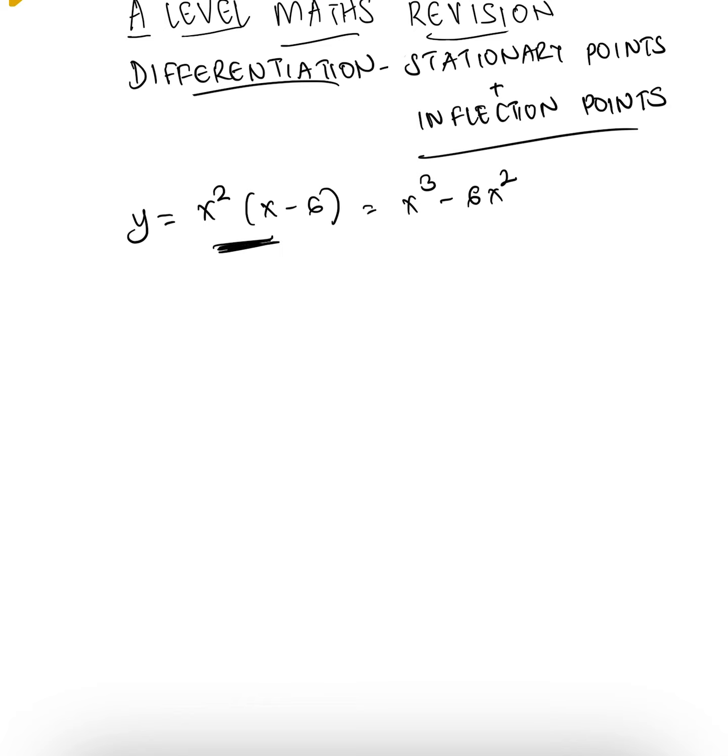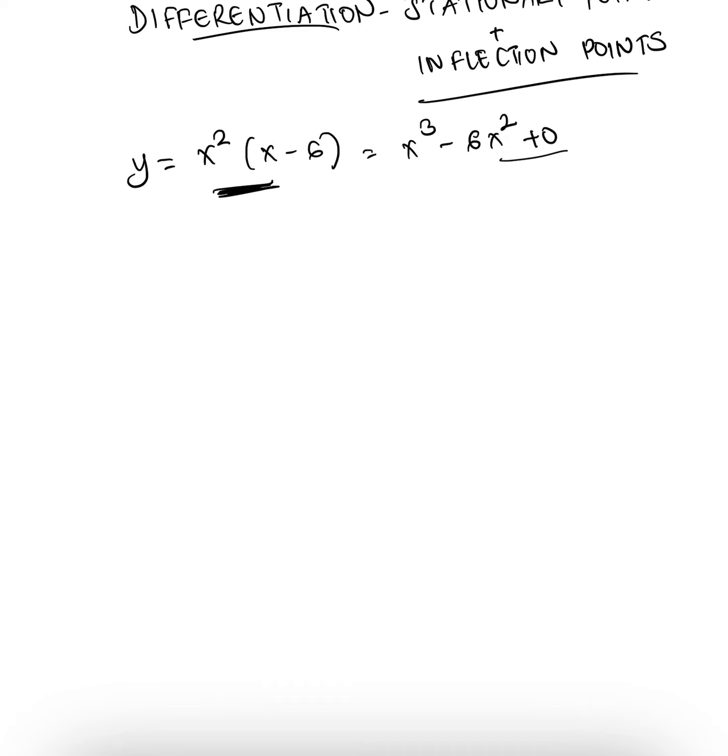But you can see here from the expansion that there is no constant term, or at least the constant term is 0. So what this tells me is that the y-intercept is 0. That's what I can know quickly from that. So how would I draw this?